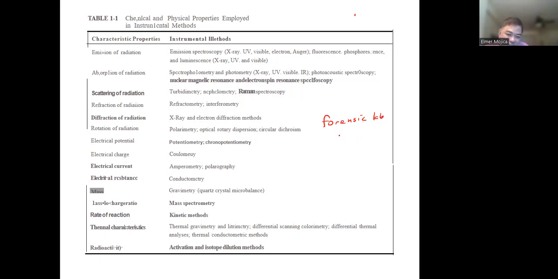So what if you only have a UVB? Compare it with the one that has an IR, a UVB, and let's say an LCMS. Which one is better? Lab A or Lab B? Lab B po. Lab B.